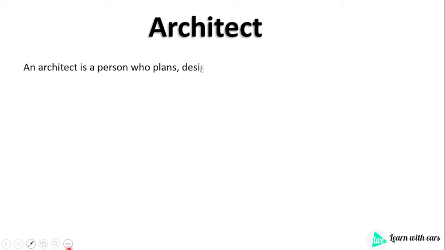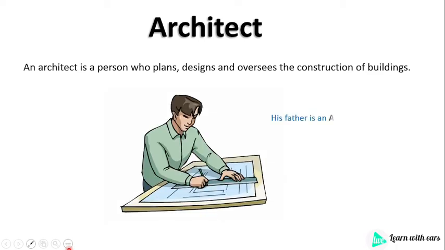Now let's see the next word, architect. Architect. An architect is a person who plans, designs, and oversees the constructions of buildings. Okay? His father is an architect.